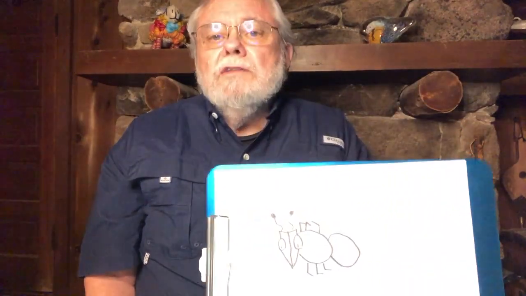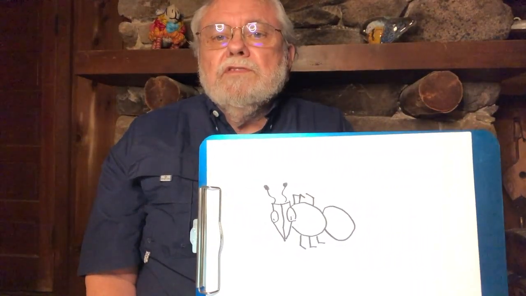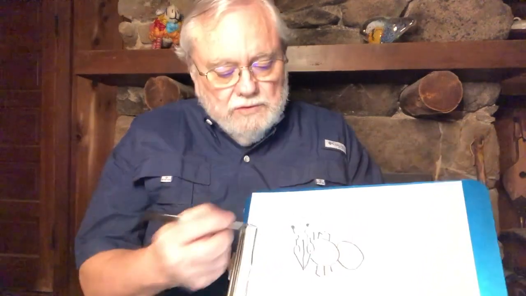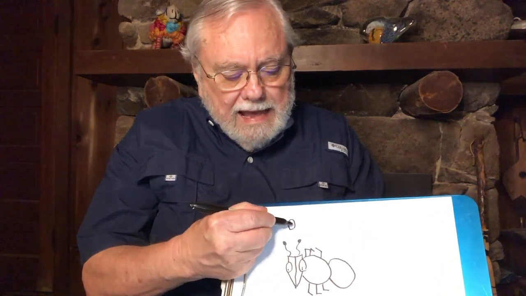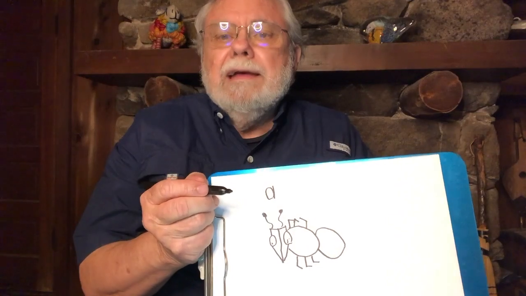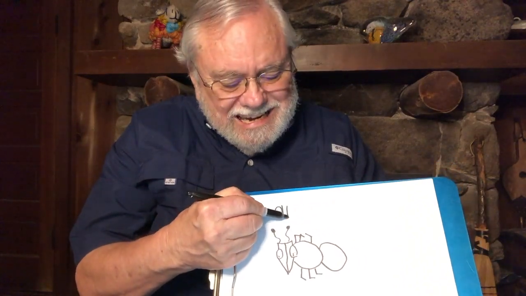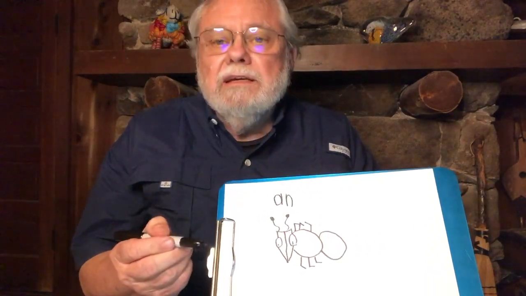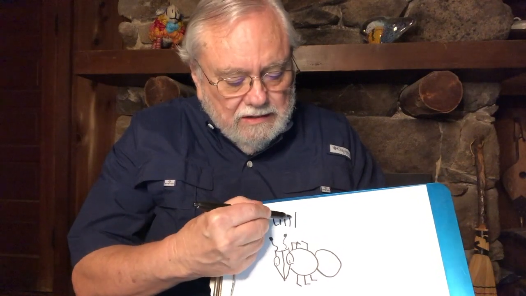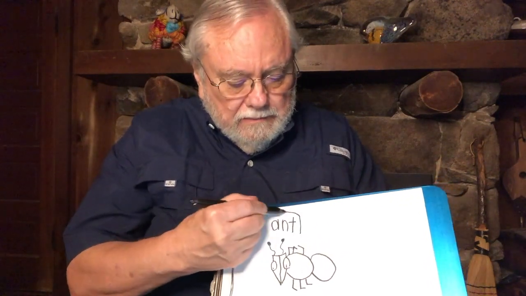So what did we call this the first time we drew it? First time we drew it, we called it an ant. What was the first sound in ant? A. A for adding. What was the next sound? N. N for nibbling. And what was the next sound? T. T for tickling. This time we're going to call it an insect.